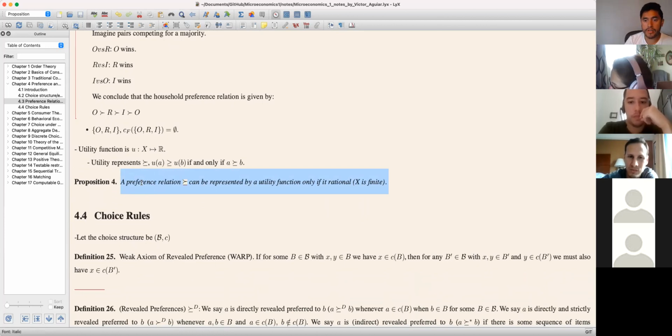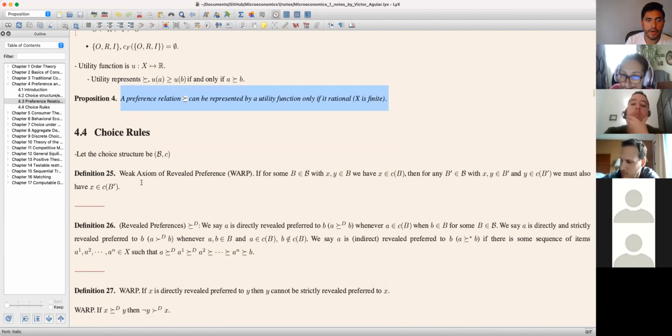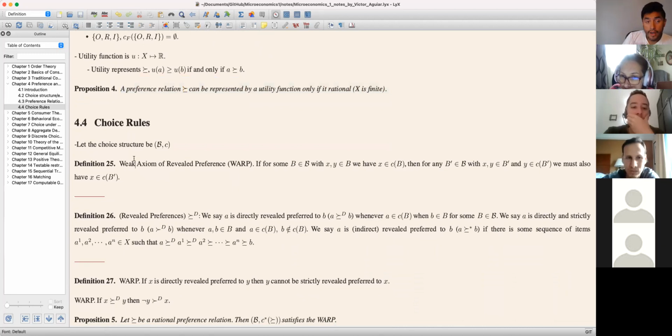So complete and transitive, X being infinite. Okay, great. So we remember that. So we know that utility function is general, but it has some issues. Let's try to get the empirical content. Okay, so the first time I'm going to give you empirical content.